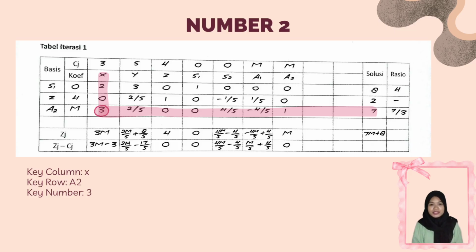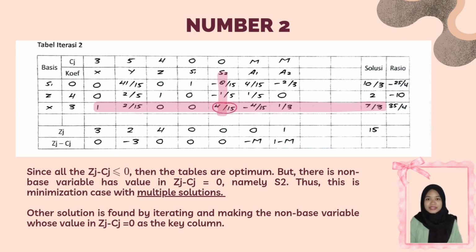Do the OBE and the same steps as in the initial table. Since all the ZJ minus CJ values are less than or equal to 0, the table is optimum. But there is a non-basic variable with a ZJ minus CJ value equal to 0, namely S2. Thus, this is a minimization case with multiple solutions.